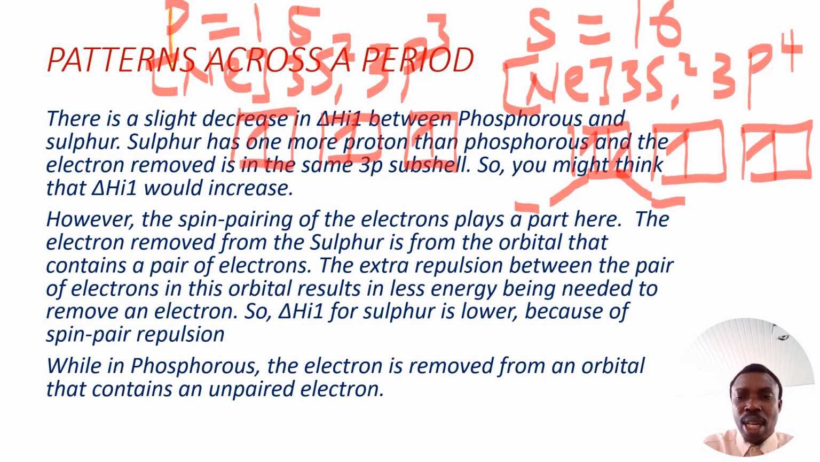So the first ionization energy of sulfur is lower than that of phosphorus, and the first ionization energy of phosphorus is higher than that of sulfur. This is a result of the electron being removed from an unpaired orbital in phosphorus, where more energy is needed, compared to sulfur, where spin pair repulsion has taken place, and less energy is needed.